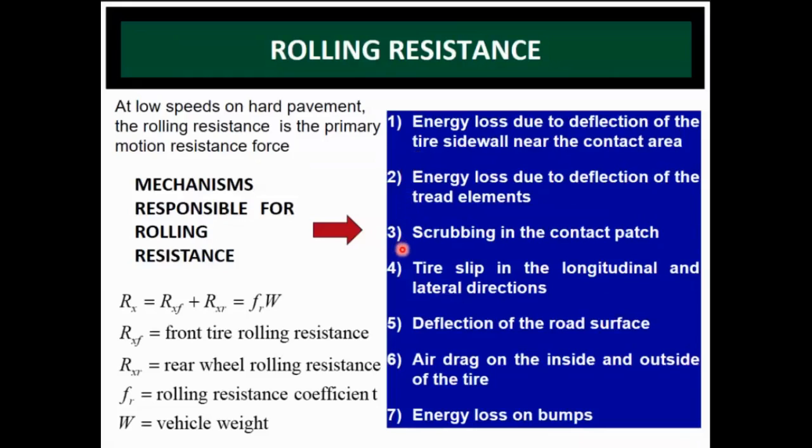Three, scrubbing in the contact patch between the tire and road. Four, tire slip in the longitudinal and lateral directions. Fifth, deflection of the road surface. Sixth, air drag on the inside and outside of the tire. And then seventh, energy loss because of the bumps.